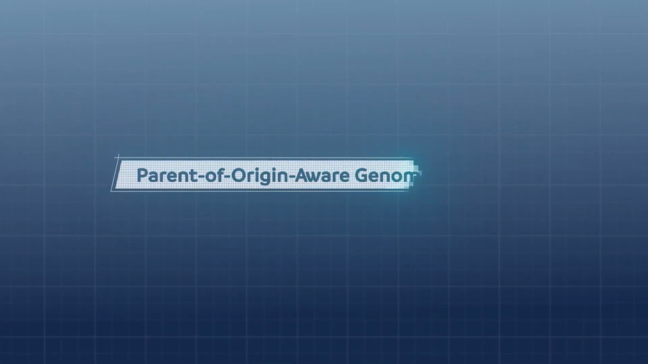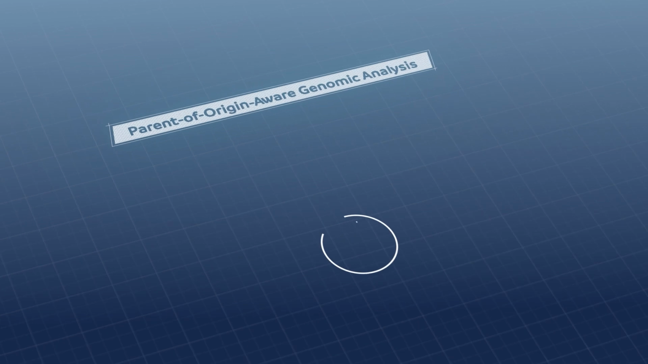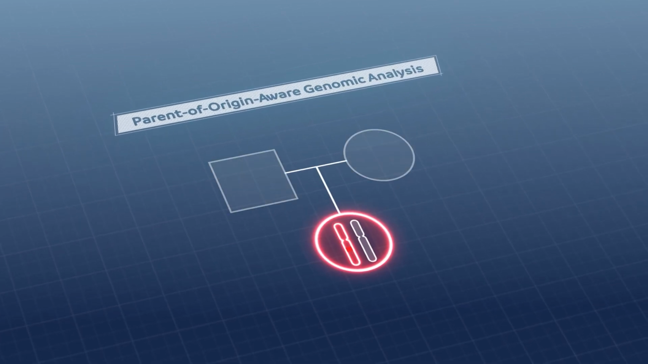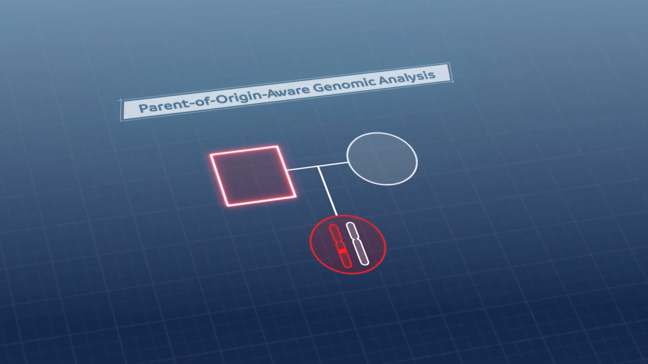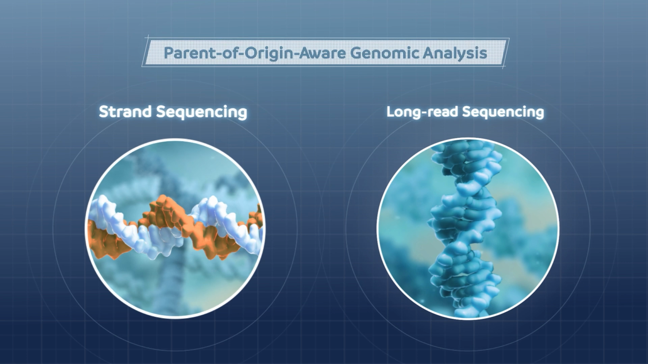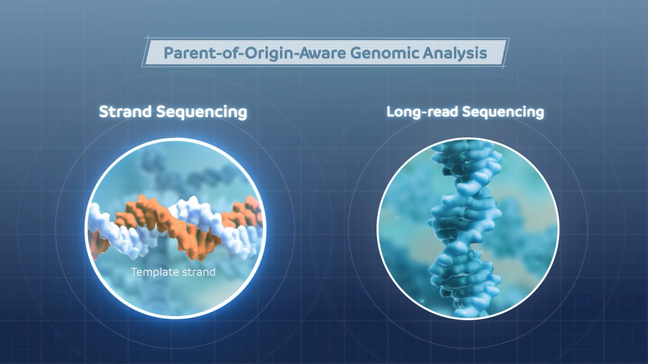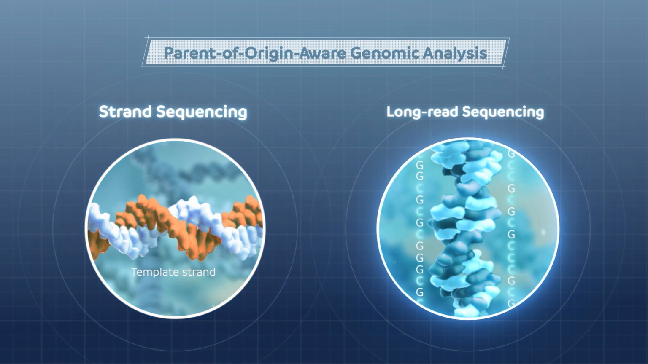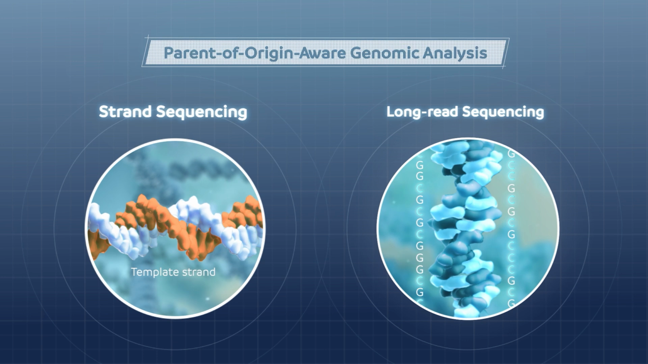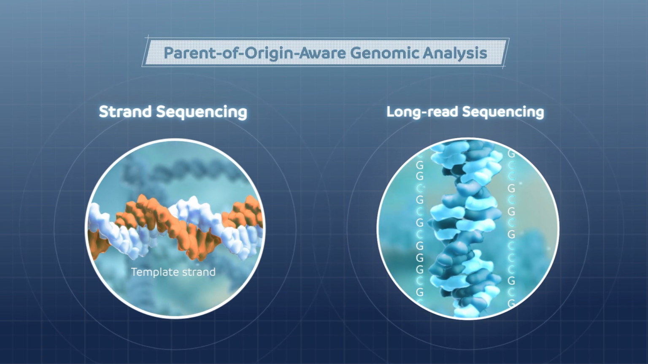Parent of origin-aware genomic analysis, often called parent of origin testing, is an advanced genetic test that not only identifies genetic variants in a patient, but also helps predict which parent is more likely to carry that variant. It combines two complementary technologies, strand-seq, which generates haplotypes that span entire chromosomes, and long-read sequencing, which provides both sequencing and methylation data. Together, these approaches allow clinicians to predict the parental origin of genetic variants.